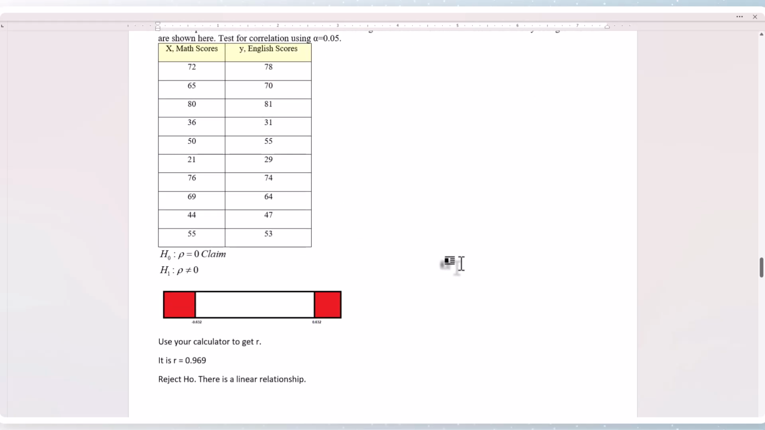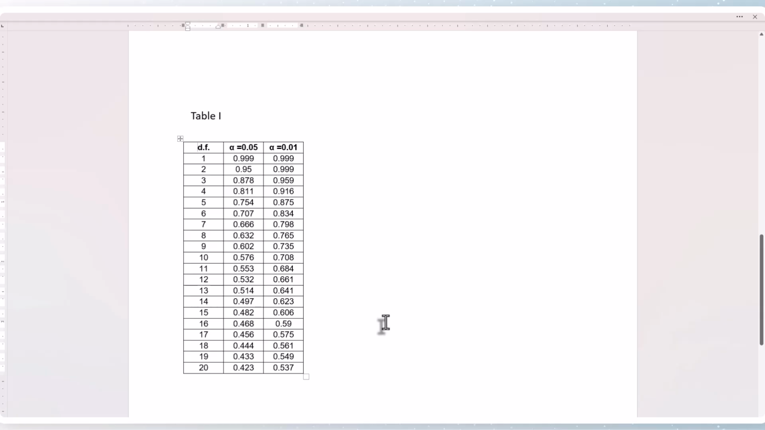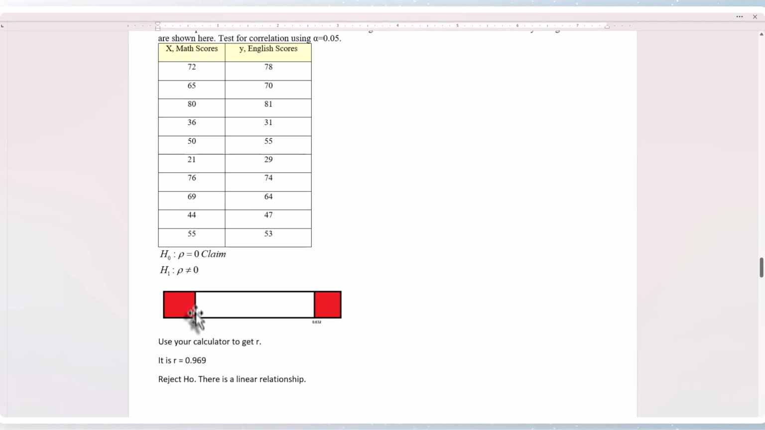Now we're ready to determine the test point. We count the number of pairs. We have 1, 2, 3, 4, 5, 6, 7, 8, 9, 10 pairs. Degrees of freedom is 10 minus 2, 8. Alpha's 0.05. So we go to table I. Alpha's 0.05, go down to 8. So we have negative 0.632, positive 0.632.